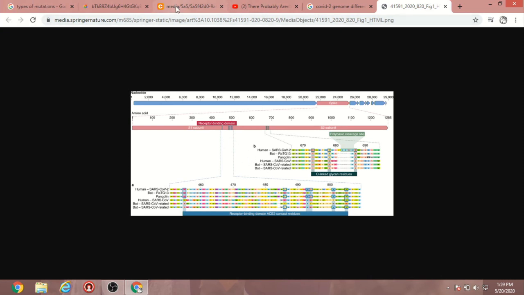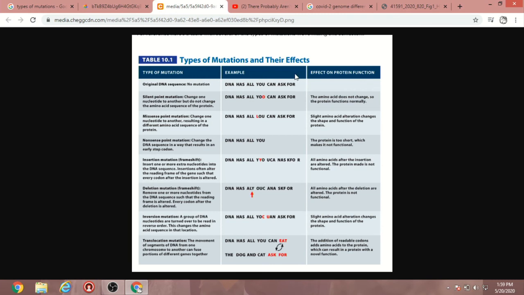This is also what I wanted to show you. The different types of mutations. Here's a pretty cool way to say this. DNA has all you can ask for. Well, if you replace U with O, doesn't the sentence still make sense? So that would be what's called a silent point mutation. A missense point mutation is when you end up with a word that doesn't even make sense. So that could be bad.